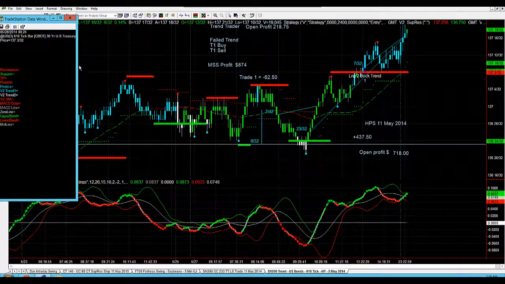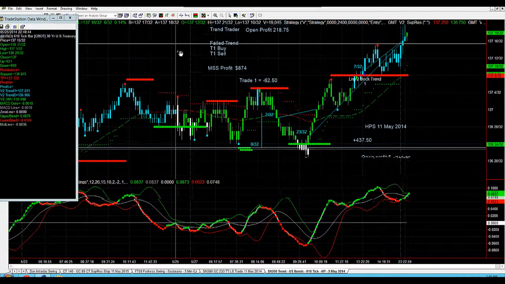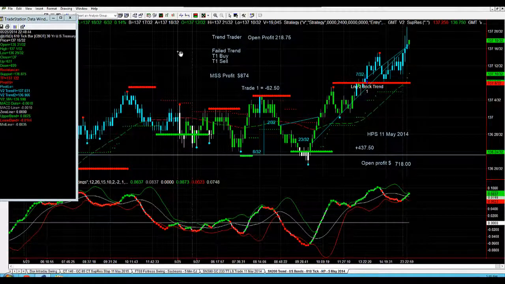Let's have a look at how these two systems worked to give us profit last night on the US bonds. My charts are a little bit messy here, but hopefully I can take you through this and it'll make sense. It should open your eyes to the potential of a multi-system strategy that doesn't care about the direction of the market but looks to capitalize on intraday movement. We've got two strategies running: our failed trend and our trend.